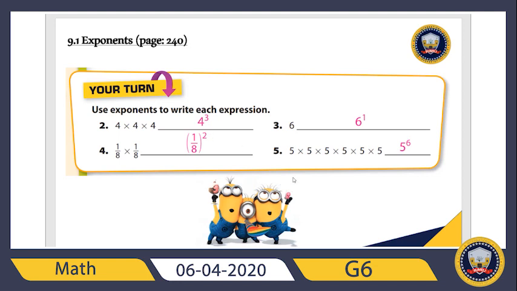Finally, 5 times 5 times 5 times 5 times 5 times 5. Oh, that's long. How many times? This is 6 times. So my base is 5, that is here, and my power or my exponent here will be 6. Why? Because 5 here is repeated 6 times. So this number is equal to 5 to the power of 6. Or we say 5 raised to the 6th power.